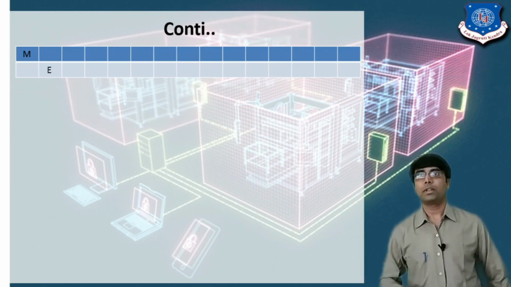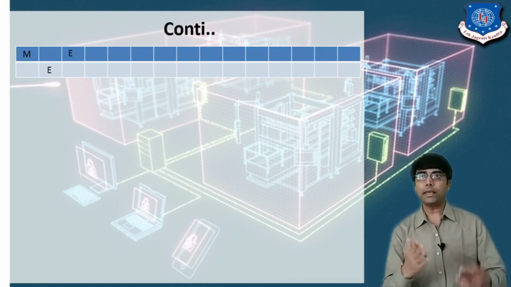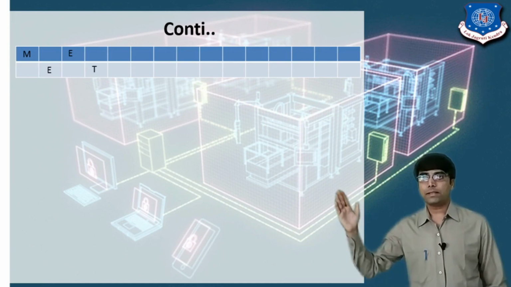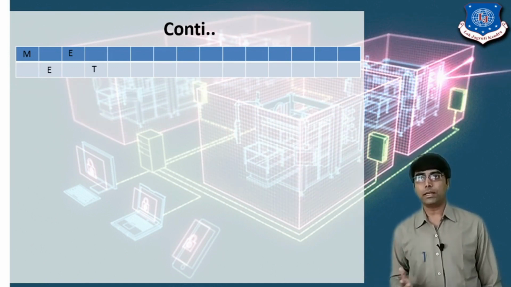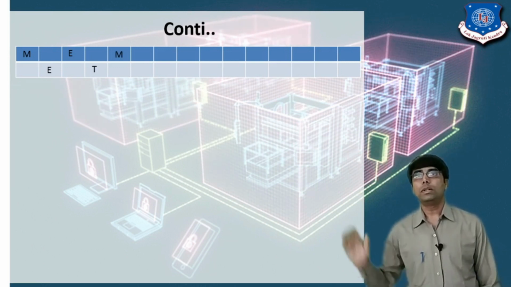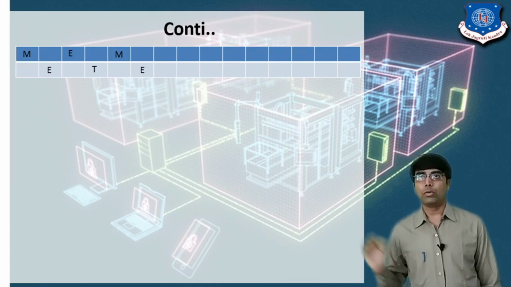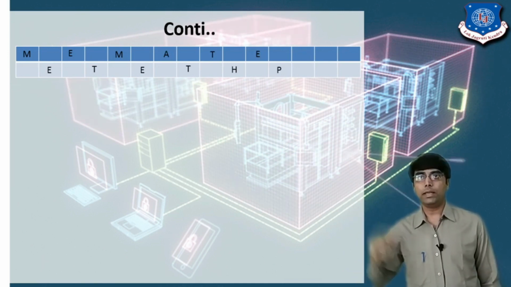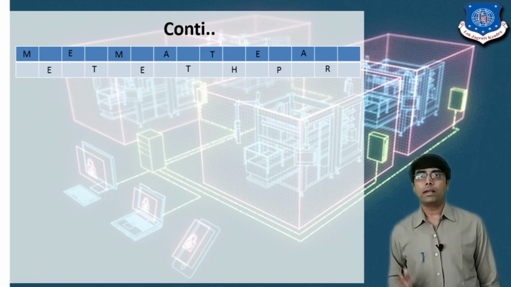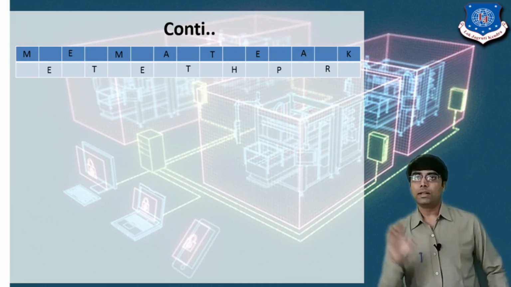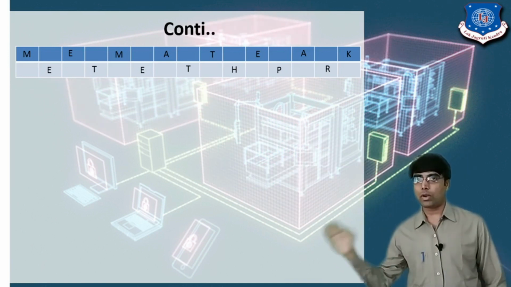Now it is E. Now third is again E, so again we put it in the diagonal fashion. Next letter is T, so we put the T over here. Now next letter M, now E, now A, now T, H, E, P, A, R, K. So this is the diagonal fashion. It means I have written my plaintext message in the diagonal fashion.